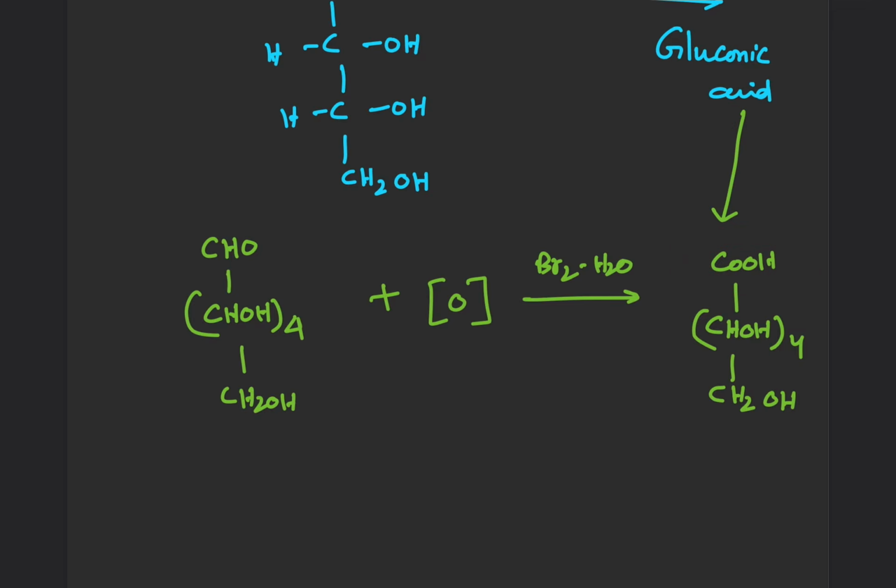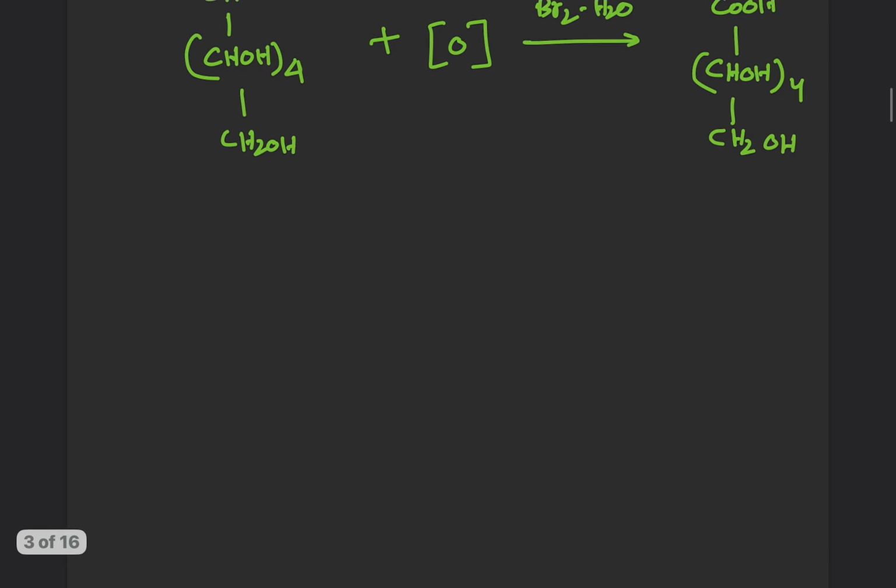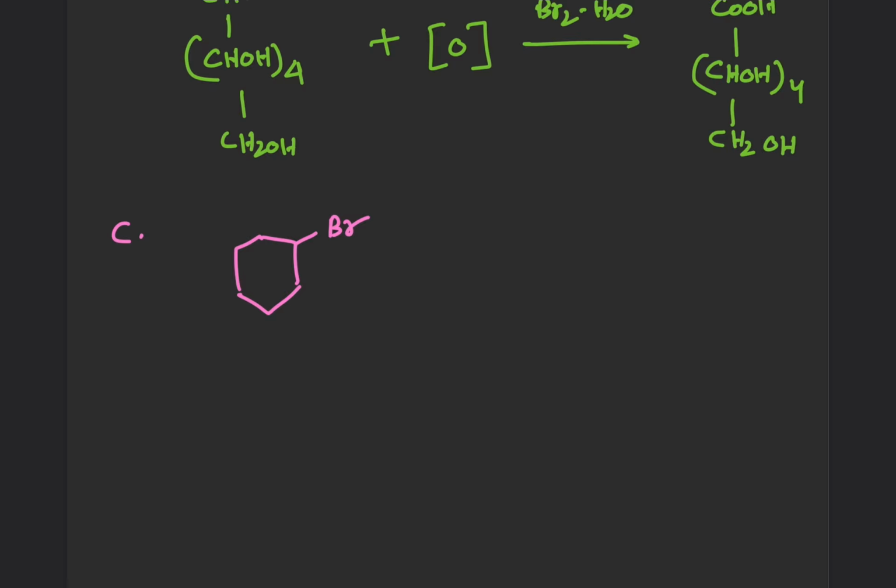Okay, cool. Let us look at option C. In option C, we have bromocyclohexane. So we have a bromine atom attached to a cyclohexane.